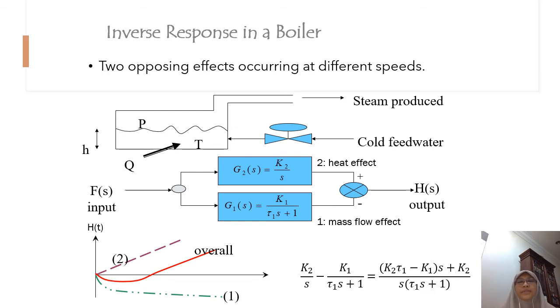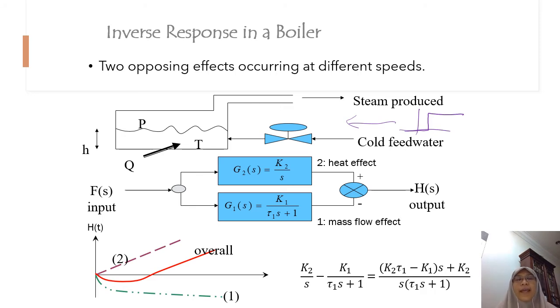A very good example of a system with inverse response is a boiler. There's actually two opposing dynamics occurring in a boiler. One is from the energy balance, another one is from the mass balance. Let's say we have this cold feed water coming in, and suddenly there is a step change in this cold feed water. What do you expect to happen to the level in the boiler? The expectation is, of course, for the liquid level to increase, correct?